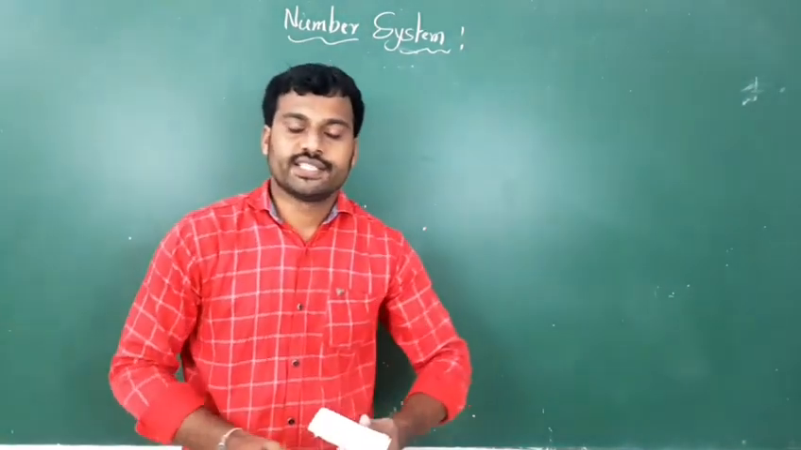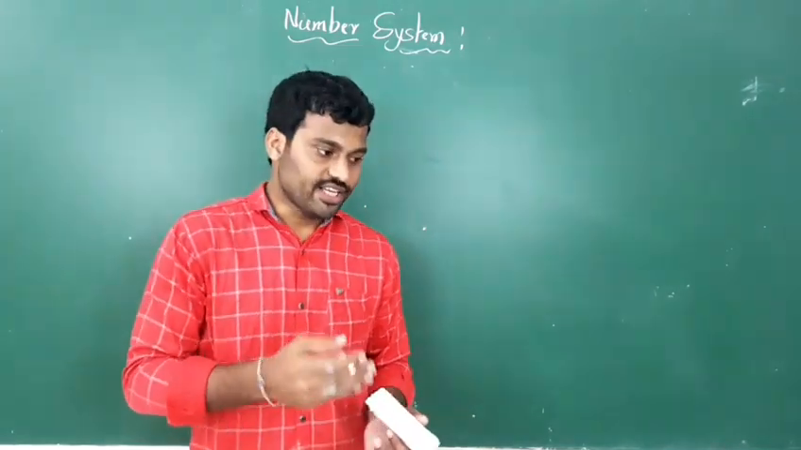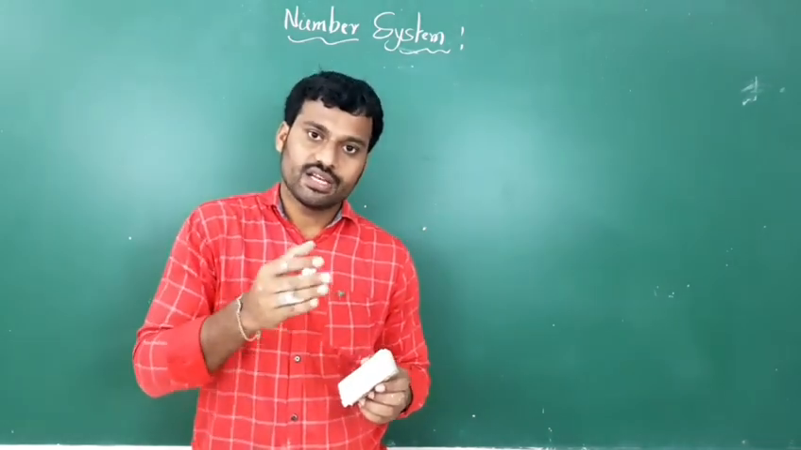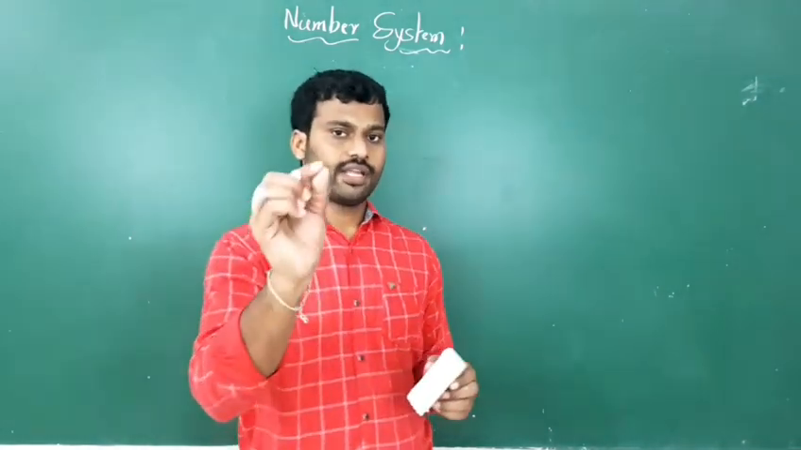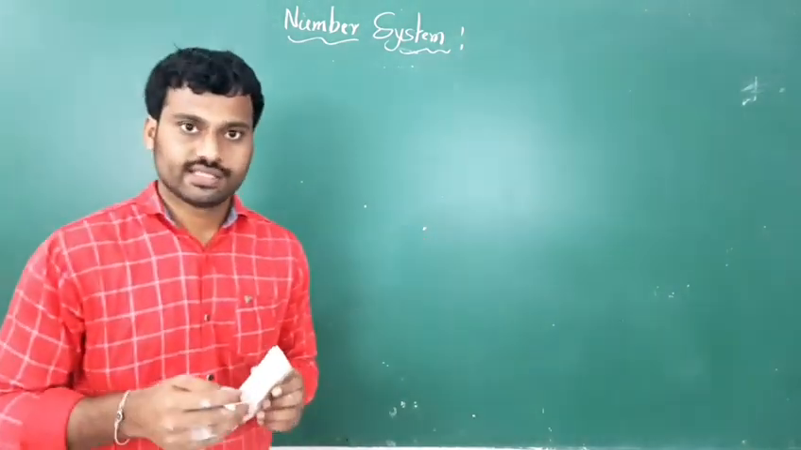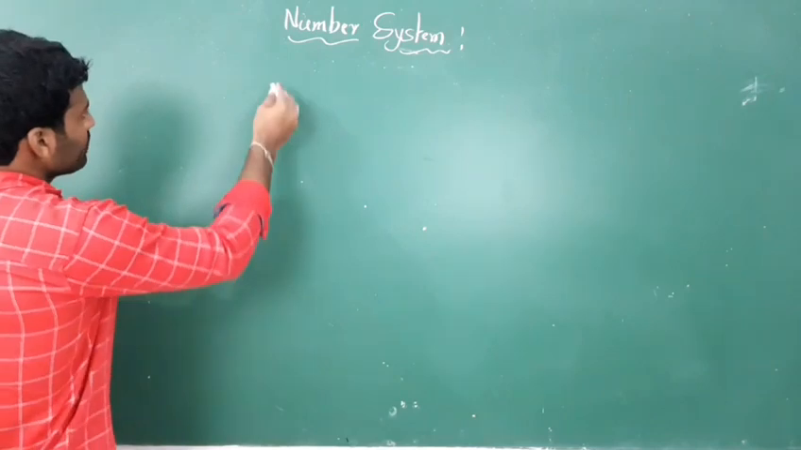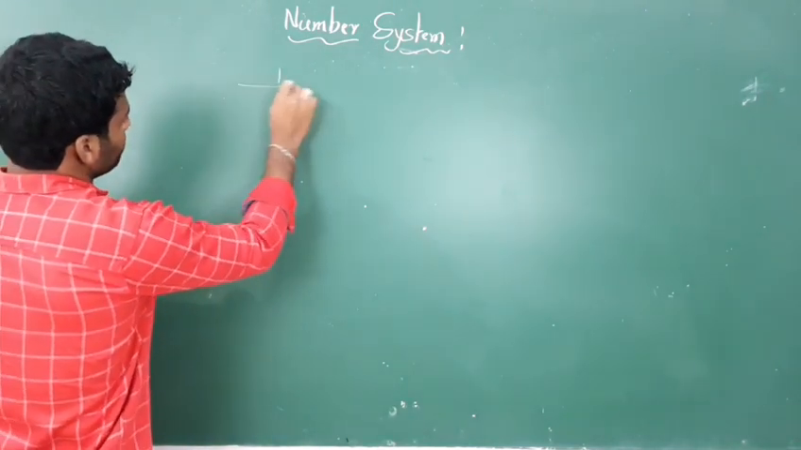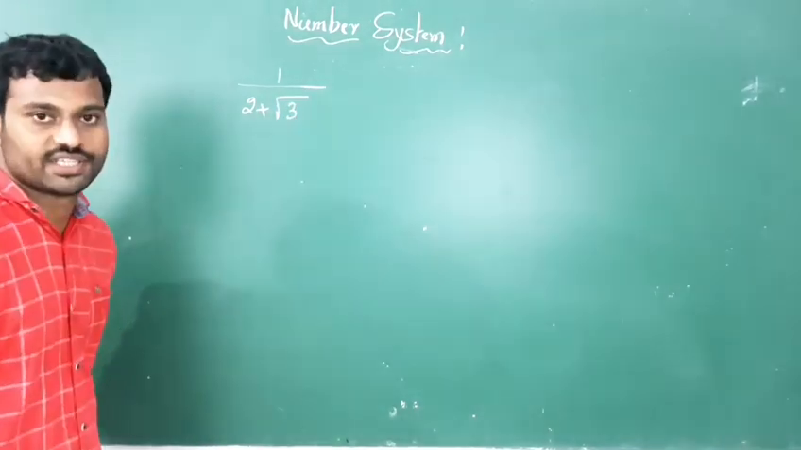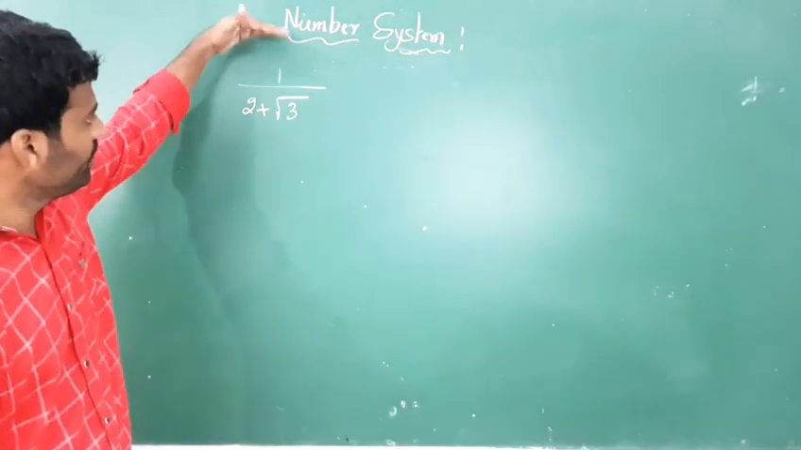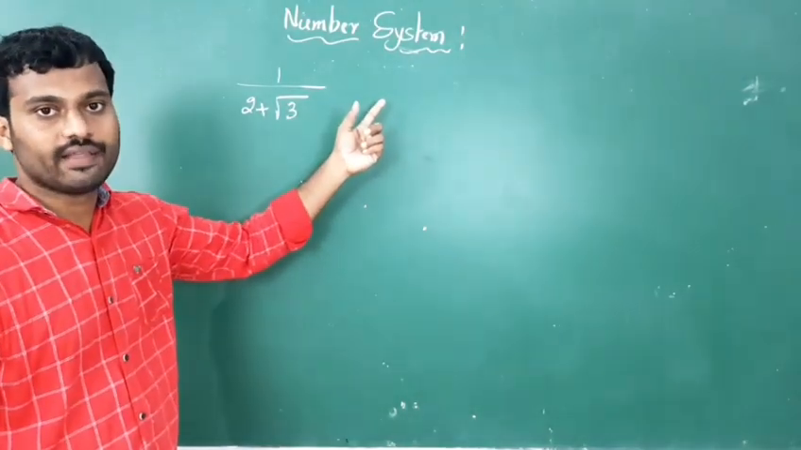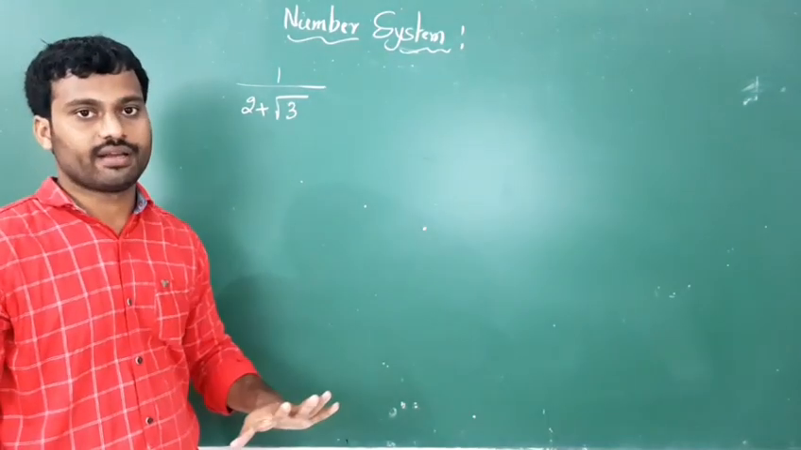Clear? So next, the type they can ask is: rationalize the denominator. Clearly observe this. Rationalize the denominator. I will take one simple example and explain, and you will understand clearly. So how to solve such a problem? Suppose 1 by 2 plus root 3. You will leave the numerator aside.